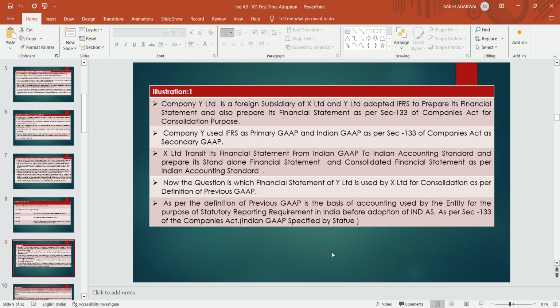So in our case, as per section 133 of the Companies Act, that is the Indian GAAP specified by the statute. So in our case, yes, the section 133 of the Companies Act financials prepared by Y Limited is used for consolidation purpose by X Limited.